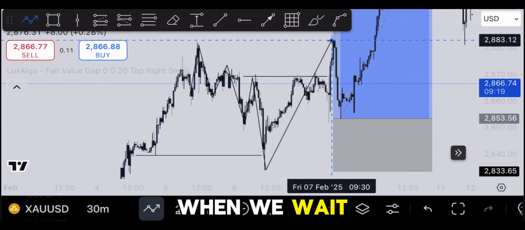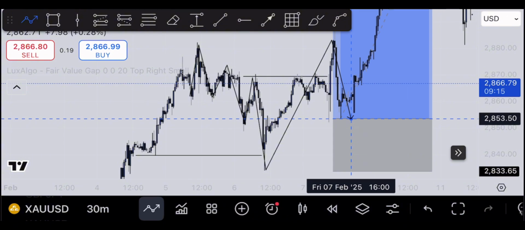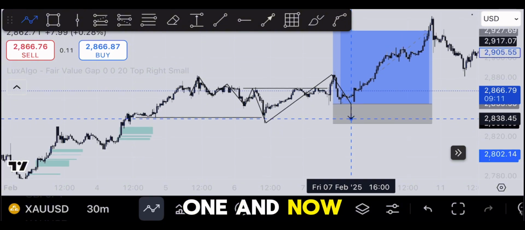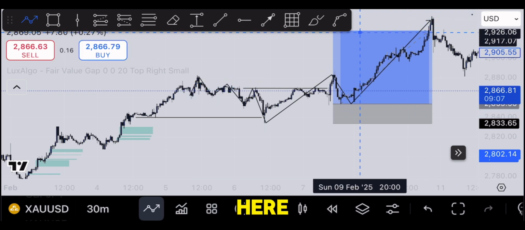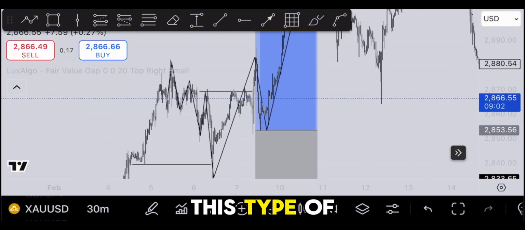So now that's when we wait for retracement down here into our OTE zone, and now we wait for the market to trade higher, as happened in this case over here. So it's literally simple to identify these types of movements.